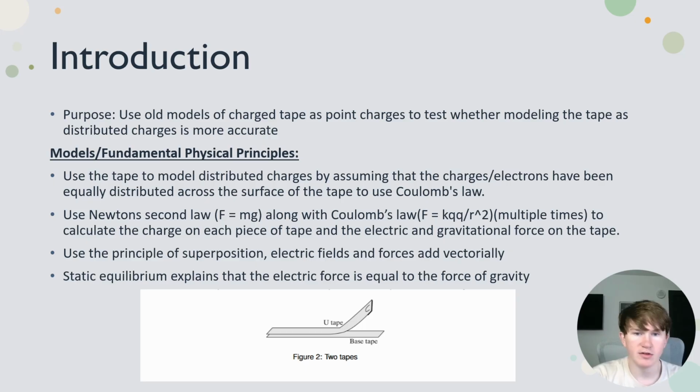What models and fundamental physical principles did we use? Well, we used the tape to model distributed charges by assuming that the charges had been equally distributed across the surface of the tape, so that we can use Coulomb's law. And then we used Newton's second law, F equals ma, and in this case, F equals mg, along with Coulomb's law, which we use multiple times for the different charges, to calculate the charge on each piece of tape and the electric and gravitational force on the pieces of tape.